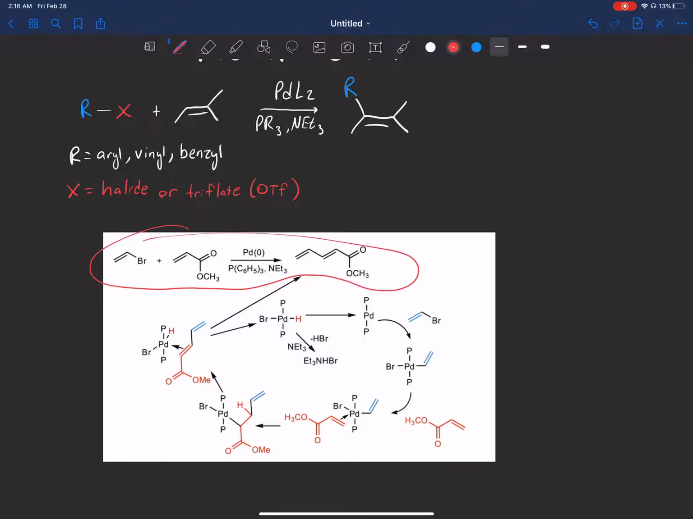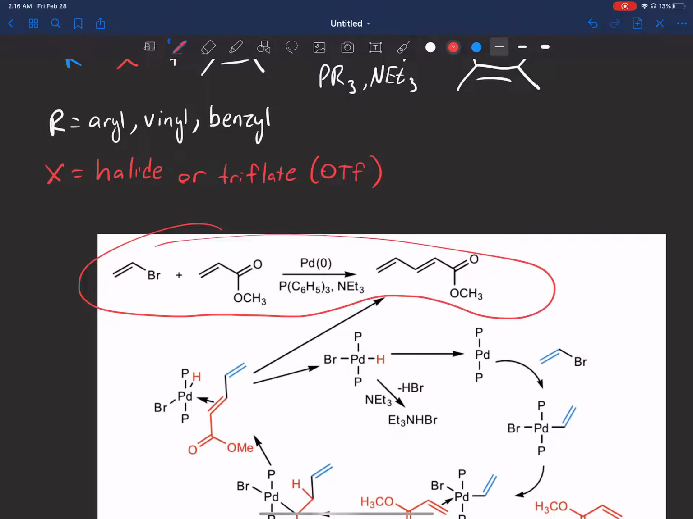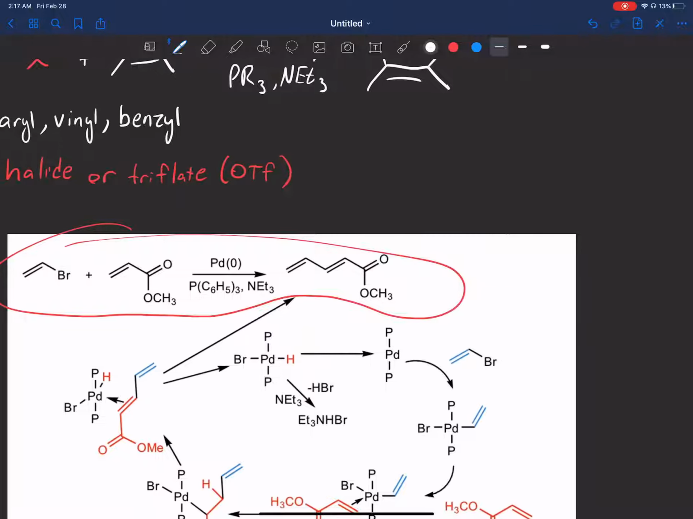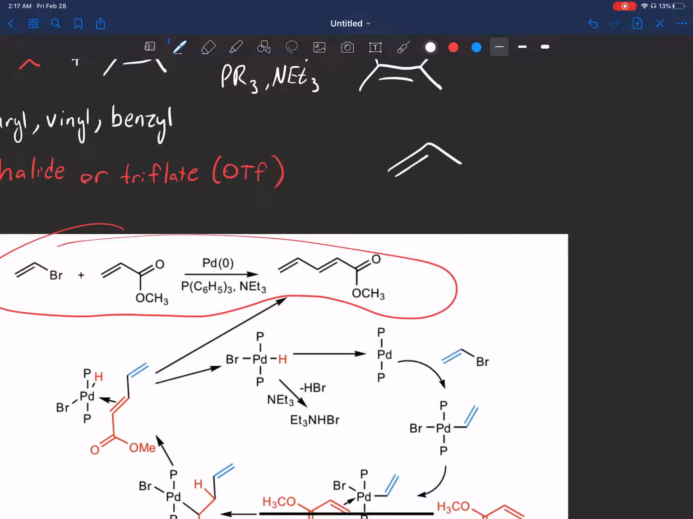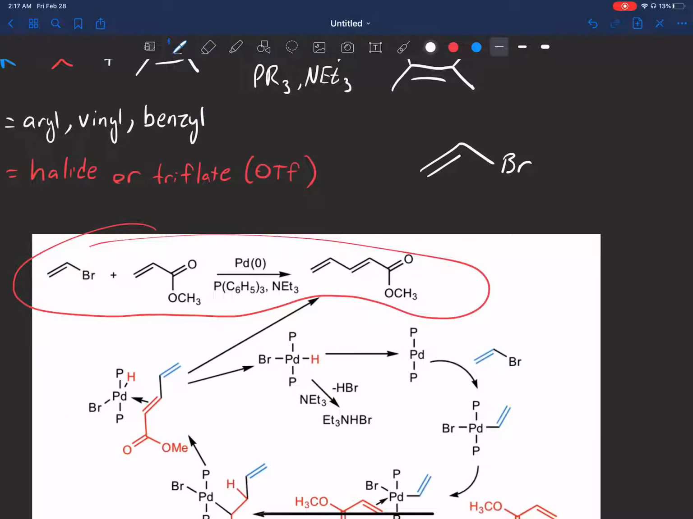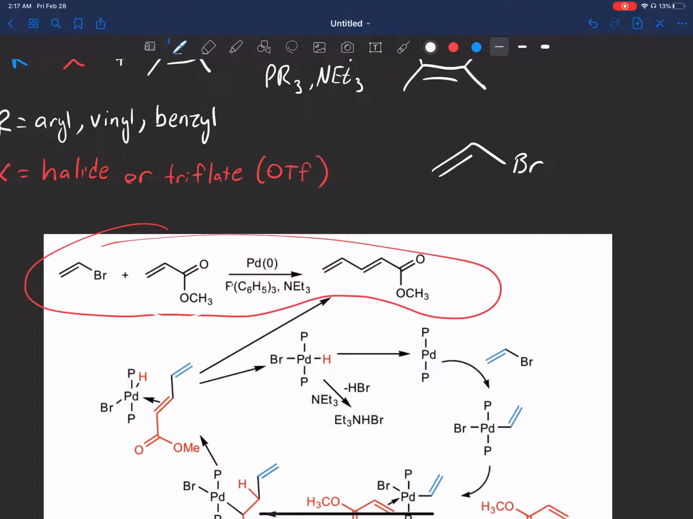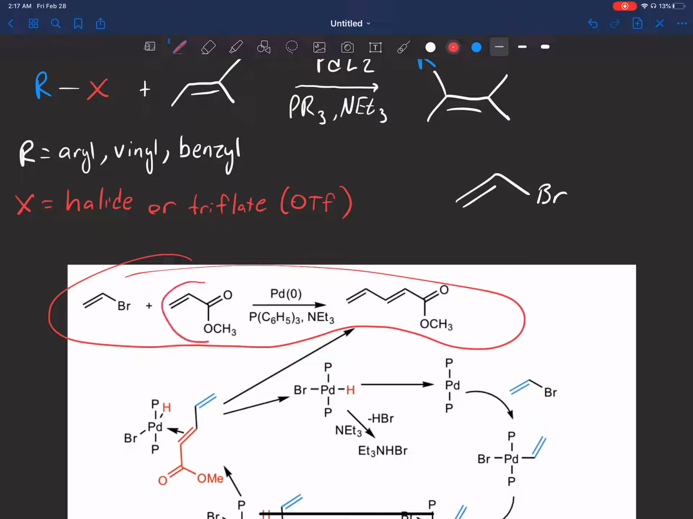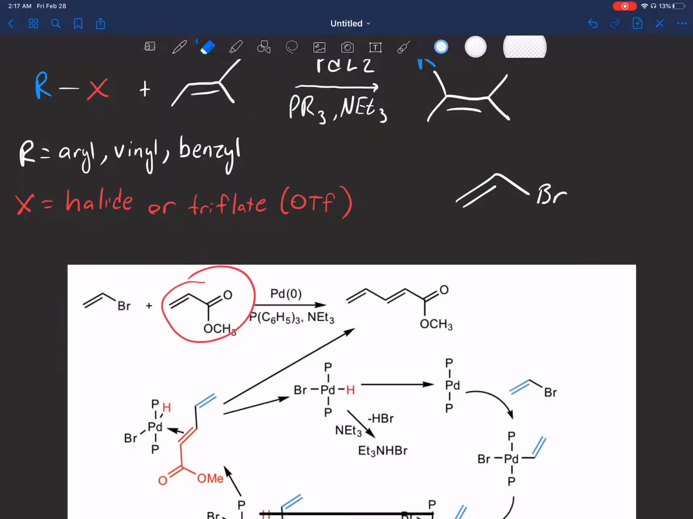All right, so one thing to just watch out for, if you see this example right here, it's another Heck reaction example. In this case, our leaving group is a bromine halide, and the R group is a vinyl group, this double-bonded alkene right here, and our bromine is directly on the carbon of the double bond. And this is our alkene, what we're going to bind it to.